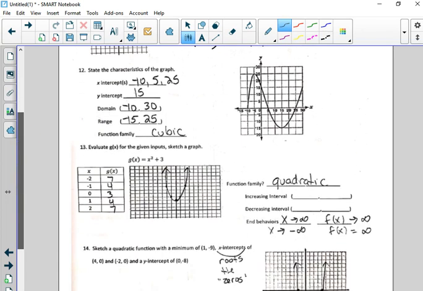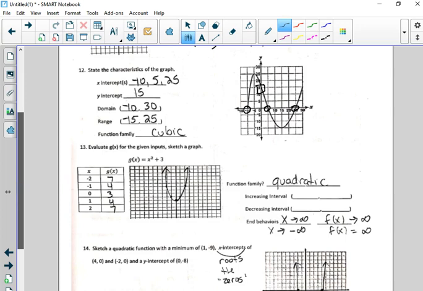Okay, number 12, X-intercepts. Where does it cross the x-axis? Well, it crosses here, -10, here at 5, and here at 25. The y-intercept is up here at 15.